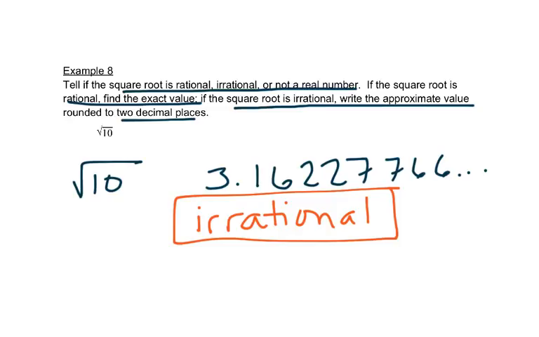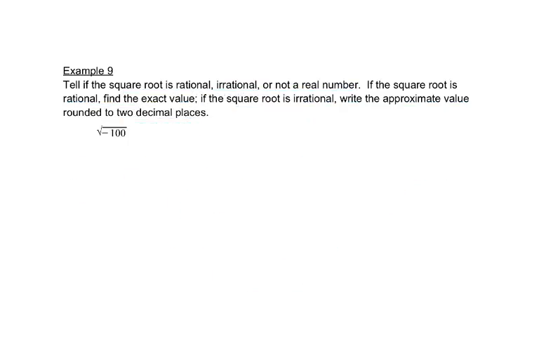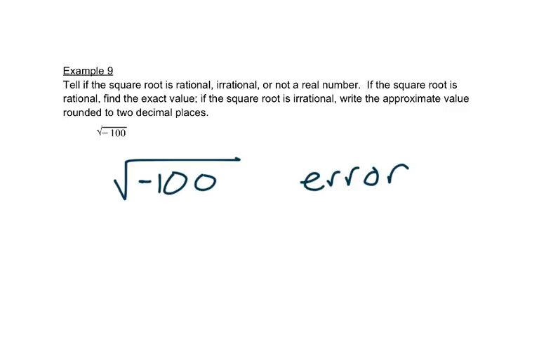Now if it's irrational, it wants us to give the answer rounded to 2 decimal places. So here's the second number after the decimal. The number after it is 4 or smaller, so that 6 stays the same, and we don't write the rest of the numbers after it. So we would have 3.16. Here's another same idea. Here we have a negative 100 underneath the radical. Now if you try typing the square root of negative 100 in your calculator, you will probably get an error message. The problem is that there is a negative number under the square root, and that means that this is not a real number.